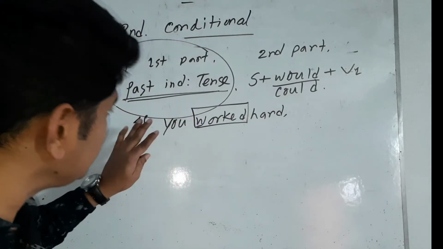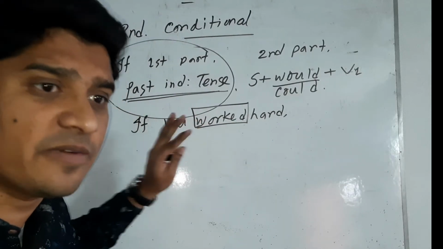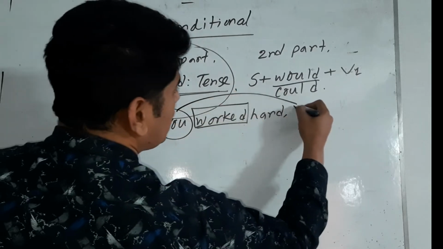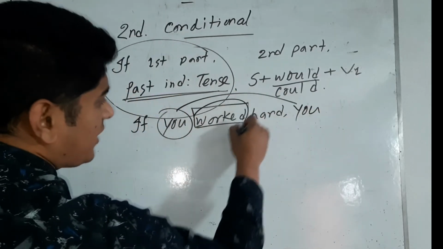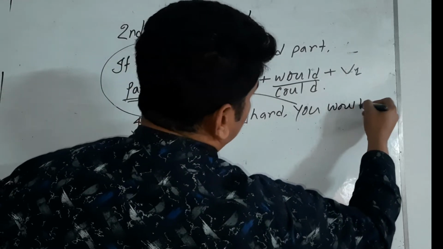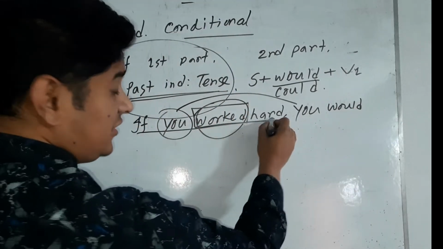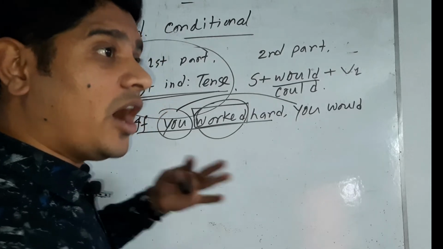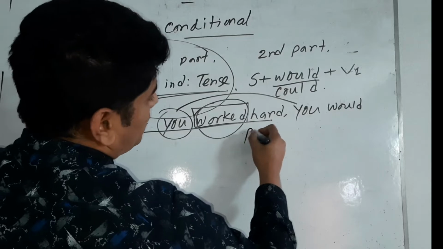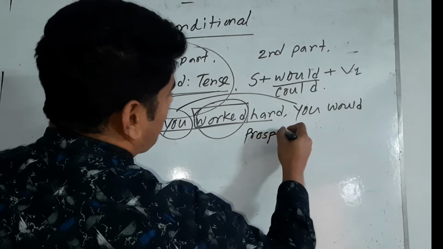So as it is the past form of the verb, there will be a subject. The subject is you, and you have to use you. And there is a past indefinite tense, so you have to use would or could. So if you work hard, if you earn more, if you try more, you would prosper or shine in life.